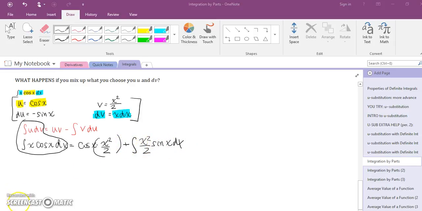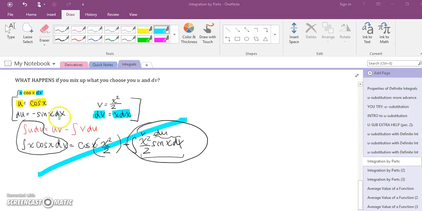One thing I forgot is when I made u cosine, du would be negative sine x dx. Sorry about that. So then in this here, I put my v, which is right there, and my du, which is right here. Now look at this. This is so ugly. It's not even any easier than what I started with. If anything, I made it worse. So this is bad. I did not make my integral any easier. That's how you know you have to switch your u and your dv.